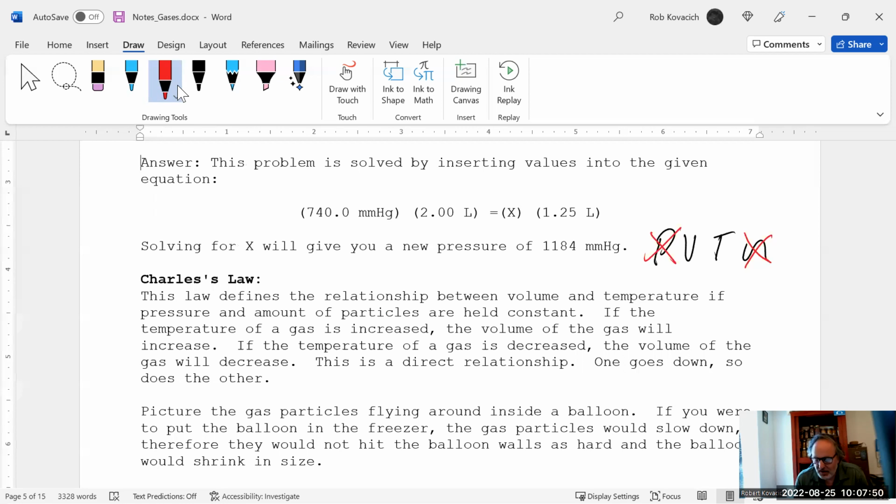What would happen if I had a container? So let's say you take a balloon, and the balloon is filled with some gas, and then you take that balloon and you put it into the freezer. Okay. So the gas particles inside the balloon are going to slow down. So that means they're not going to hit the inside of the balloon as hard. So that means that the volume of the balloon is going to go down. This is definitely something you can do at your house. You can just put a balloon in the freezer and see what happens.